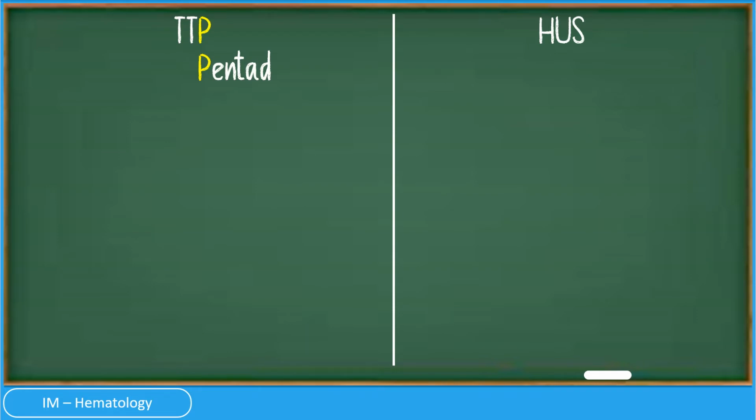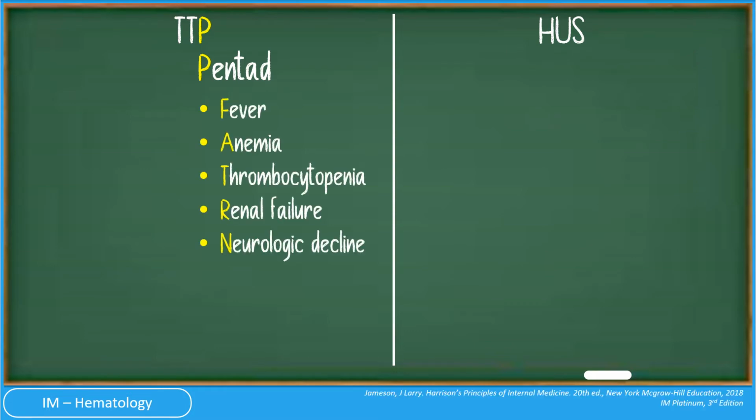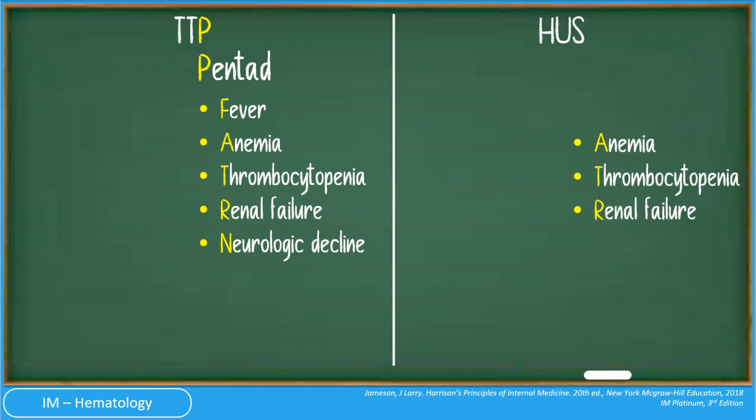HUS presents with a triad, and TTP has the same three features, plus the presence of fever and neurological symptoms, creating a pentad. This is a very simple mnemonic, but it works very well to remember that it is TTP that has a pentad. The mnemonic for the pentad for TTP is FAT-RN: fever, anemia, thrombocytopenia, renal failure, and neurologic decline. As previously mentioned, HUS presents with the triad of anemia, thrombocytopenia, and renal failure.